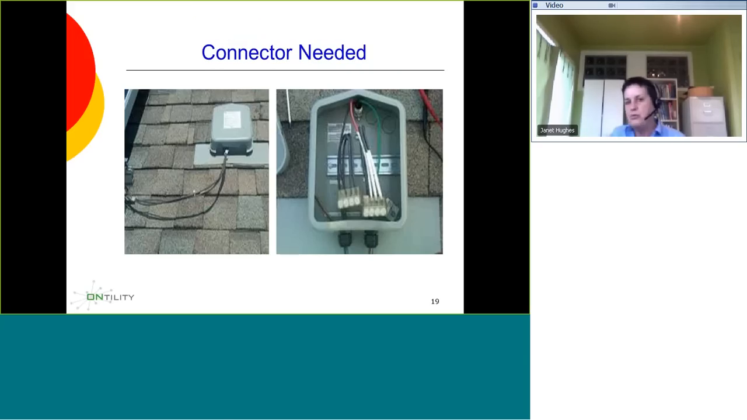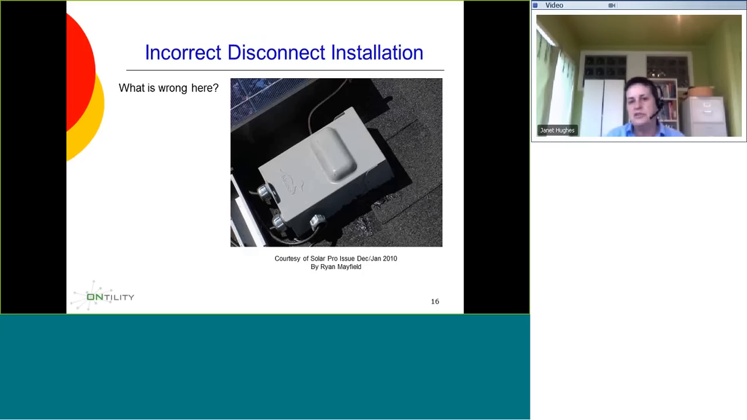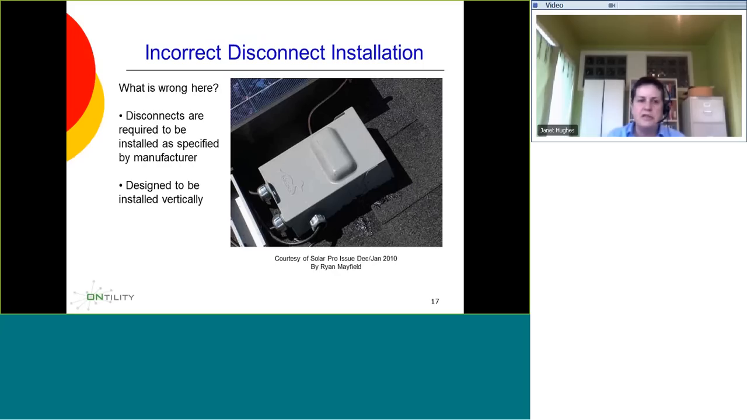Here is a picture of where somebody's just gone into this little combiner box or junction box without a connector. Here's a situation where it was actually laid flat on the roof rather than in a vertical position. That's definitely a situation where water can get into that box. You have to follow the manufacturer's specifications for how boxes are to be mounted, and mount them vertically if that's what they're designed for.